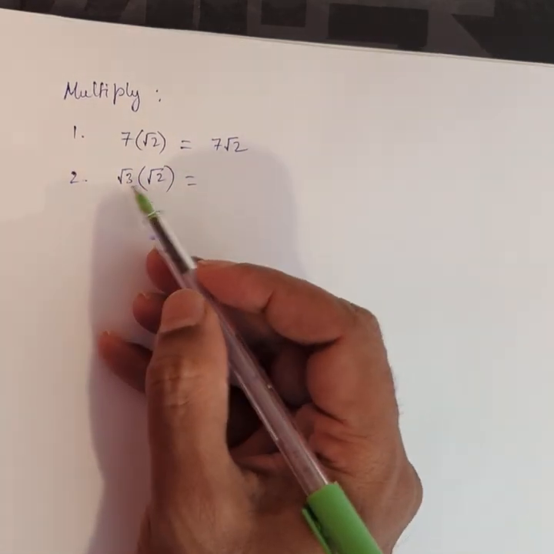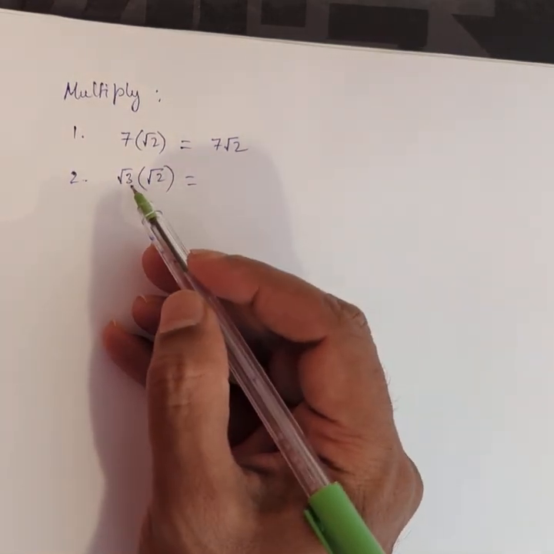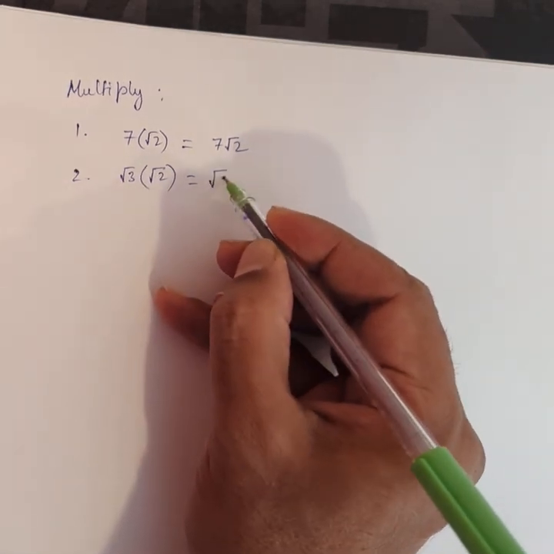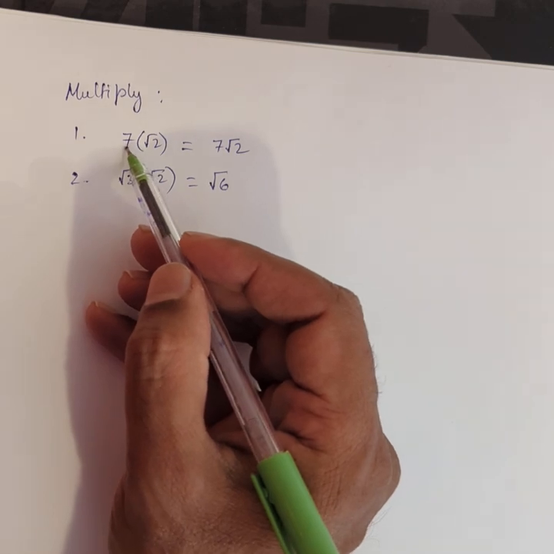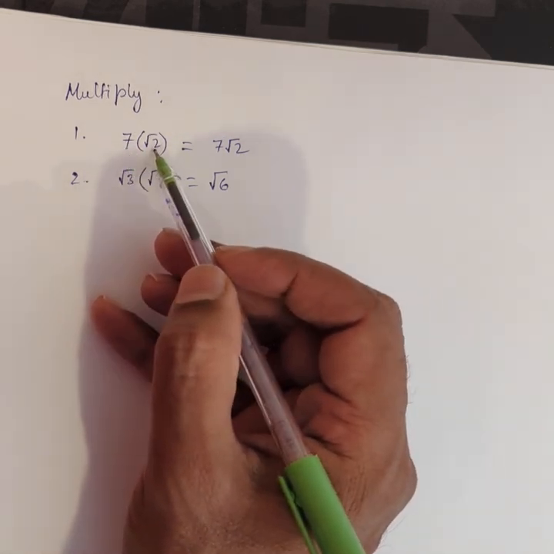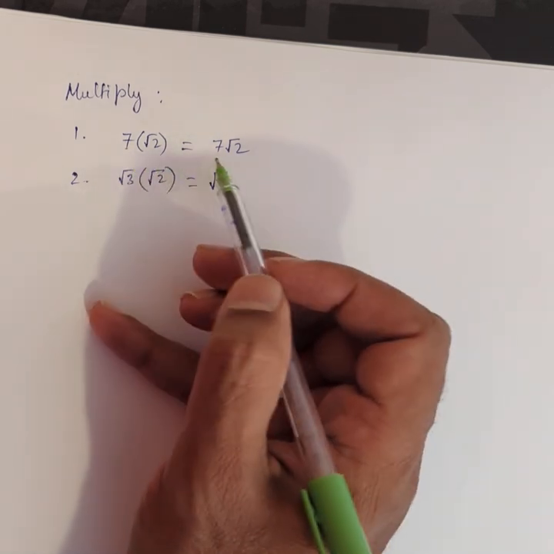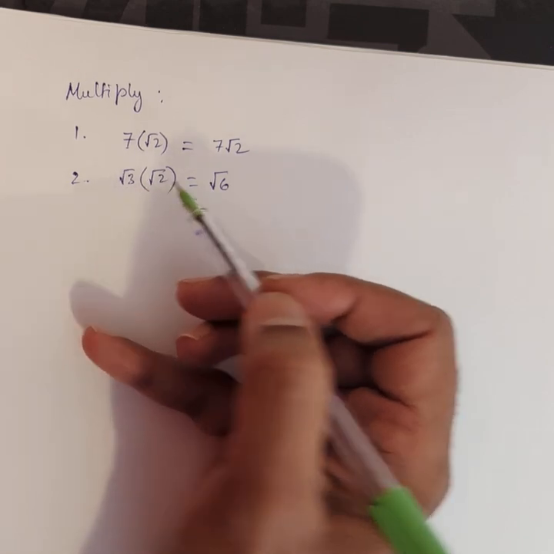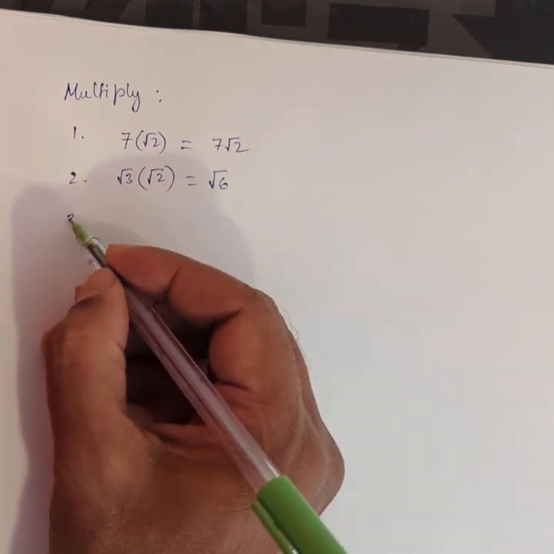Now, if you have two square roots, then you can think of multiplying 3 times 2 and you get root 6. Notice, I did not multiply 7 and 2 because one did not have the square root and the other did. So I just leave it as 7 root 2. But here, I will multiply the 3 and 2 because they are both under the square root.